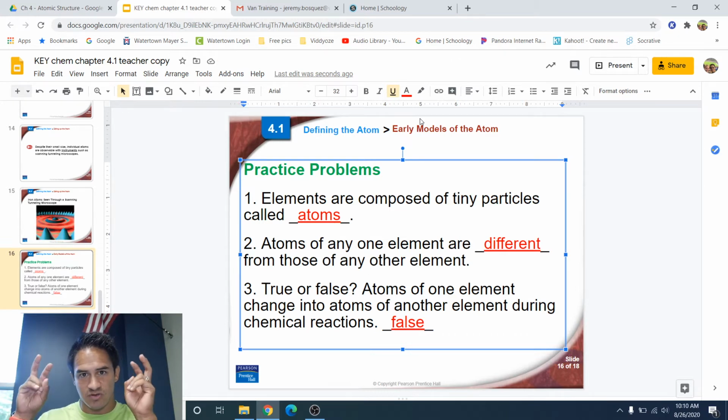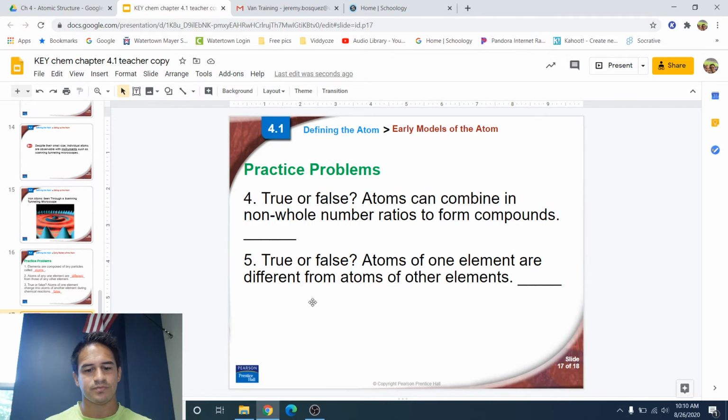Alchemy is sort of a mystical art because it's not real. But you cannot turn one element into a different element in a chemical reaction. You can do so in a nuclear reaction, but not a chemical one.